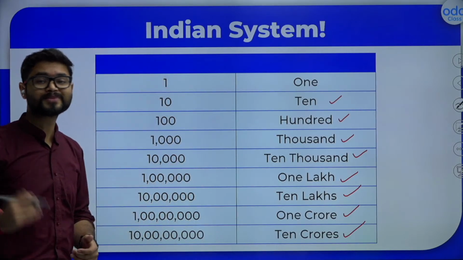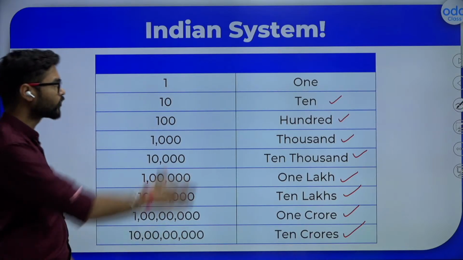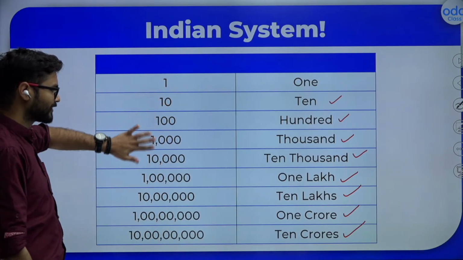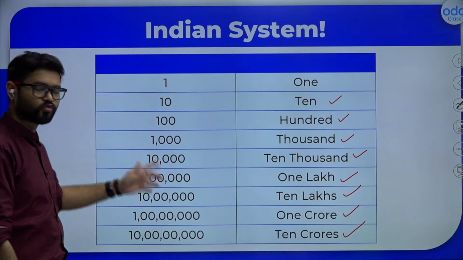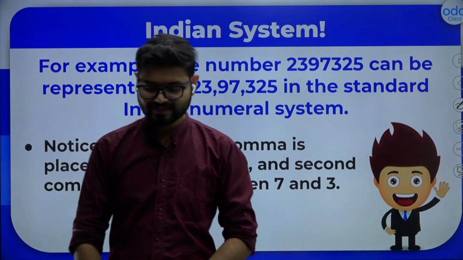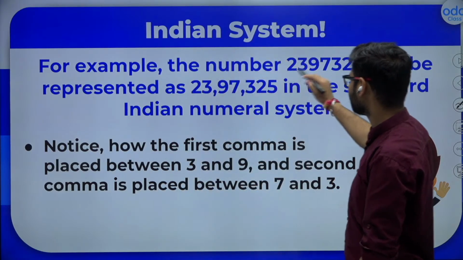Whenever we represent, write, or read a number in India, we are going to use this system of numeration: 1, 10, 100, 1,000, 10,000, 1 lakh, 10 lakh, 1 crore, 10 crore. Understood? Now let's see how we can use this system of numeration. For example, the number this.